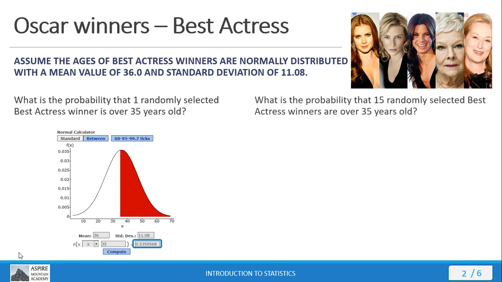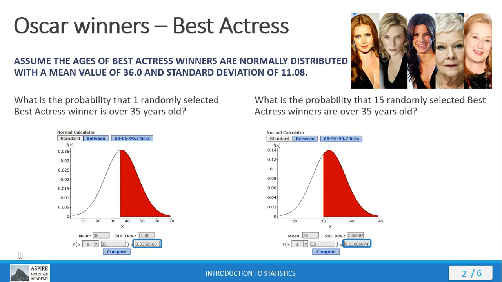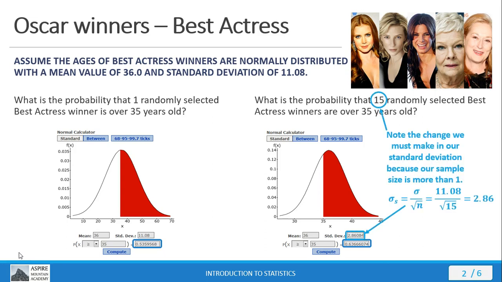Now, what is the probability that 15 randomly selected Best Actress winners are over 35? So the same problem, but the only difference is the sample size is increased from 1 to some number greater than 1. In this case, 15. So again, we go back into StatCrunch, and we're going to find that our probability is now almost 64%. Notice we had to make an adjustment for our standard deviation, because our sample size is 15, which is greater than 1.